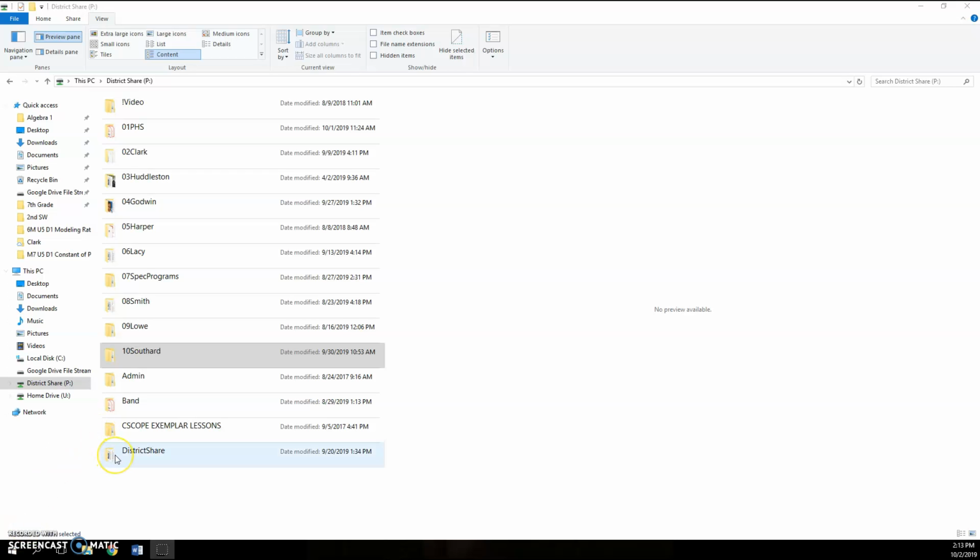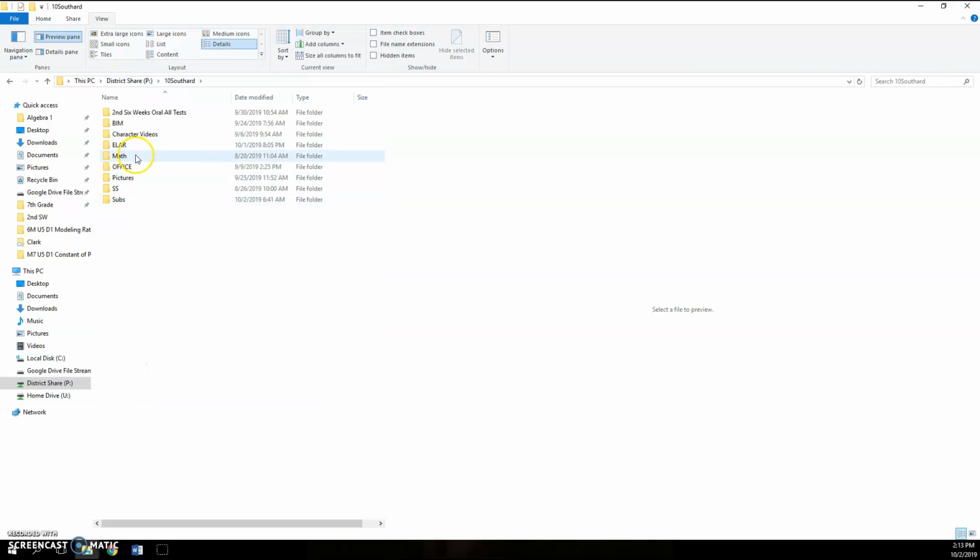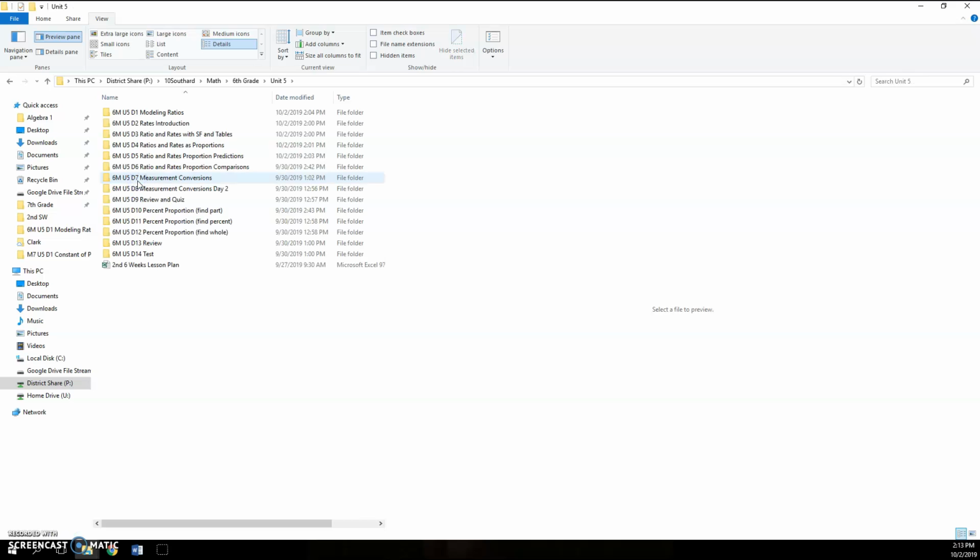Calculator team, we're starting Unit 5 next week. I was just going to talk to you about what we're going to be teaching and where all the resources are located. In the P drive, on Southern Math, 6th grade, and Unit 5. And here is everything for this unit.